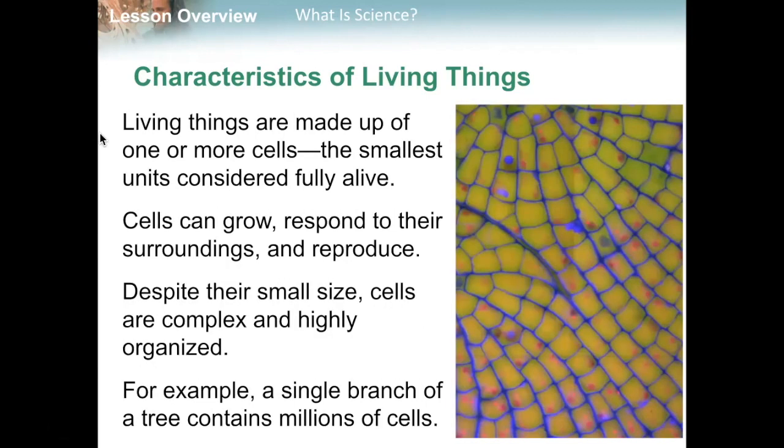Living things are made up of one or more cells, the smallest unit considered fully alive. Cells can grow, respond to their surroundings, and reproduce. Despite their small size, cells are complex and highly organized. For example, a single branch of a tree contains millions of cells.